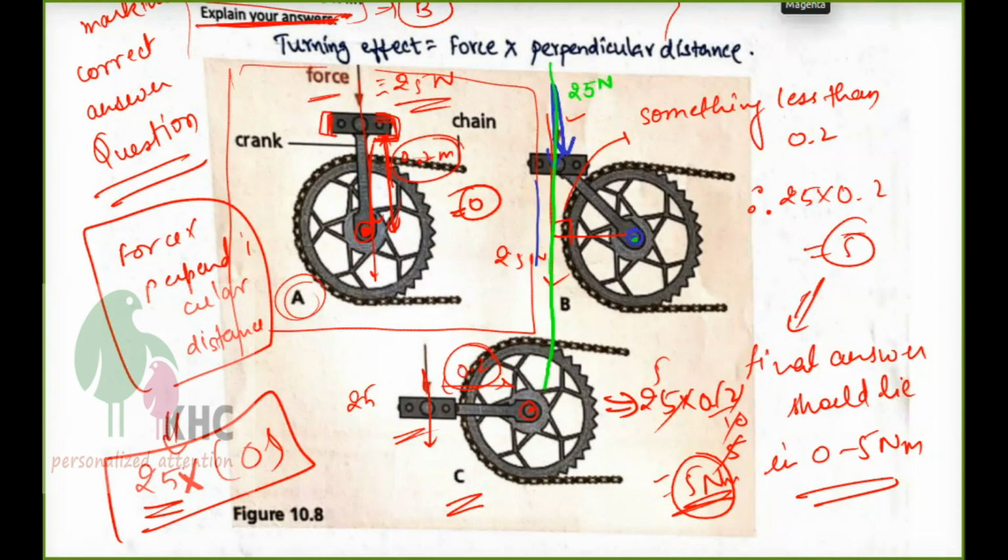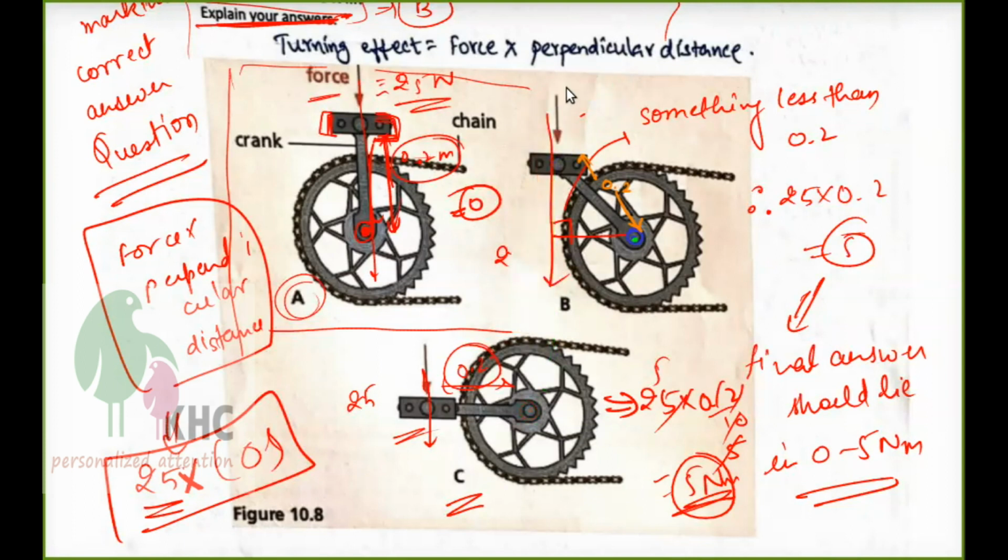I can't take 0.2, right, ma'am? Yes, 0.2 is this length. It was given to you as this. You have to take the perpendicular distance. Can you tell me what the perpendicular distance is? Not sure, ma'am? Okay, try.